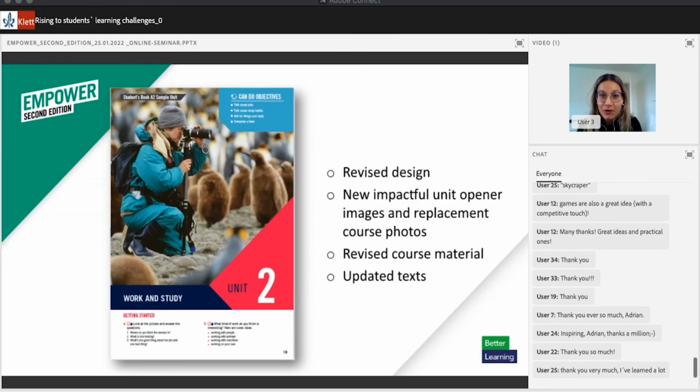Now let's dive into the students' book content. As we've seen, we have a revised design, nice pictures for the openers that get students speaking right away, and of course, updated text and material.